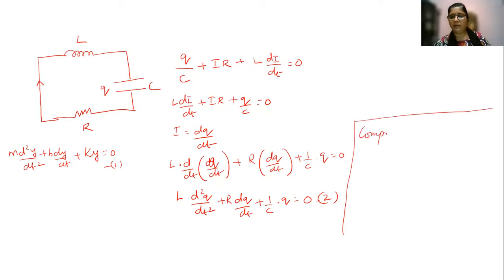Now what you could do is compare 1 and 2. So what will you get? So now let us take this part. You will have m is equal to L. So the mass acting on the spring is equated to the inductance. Then you have B equal to R. What was B? B was the damping constant, trying to stop it. And here, in an electrical circuit, resistance will try to stop the flow of current. So B is equated to R. And then K is equal to 1 by C. What is K? K is the restoring force, which is equated to 1 by C of the capacitance. So this is an analogy between electrical and mechanical oscillations.